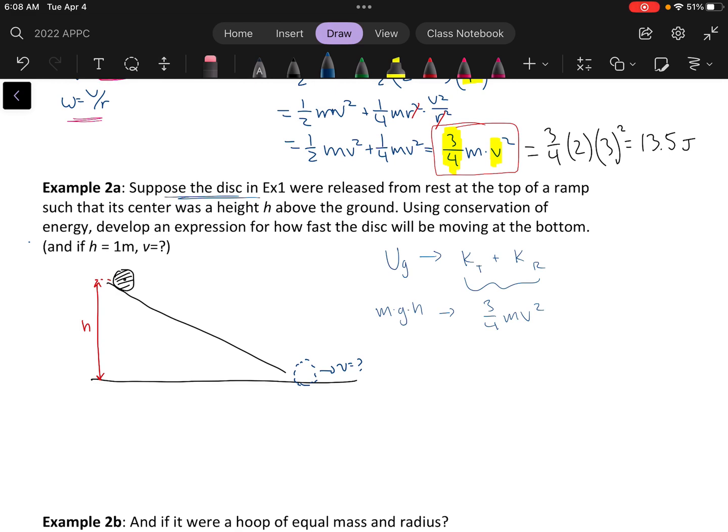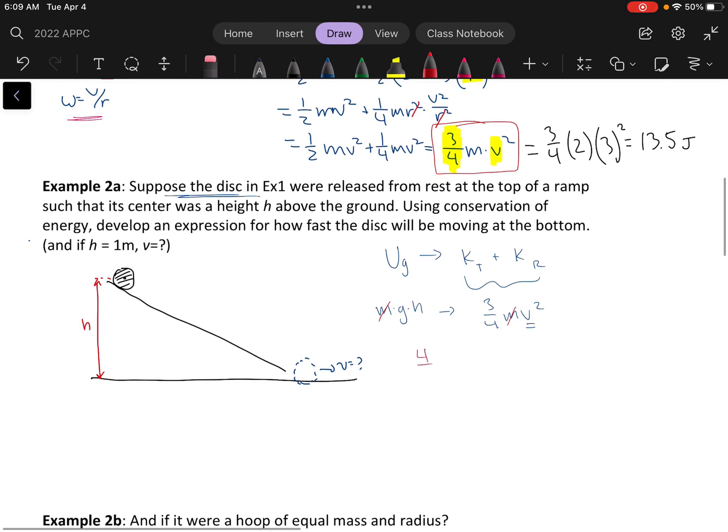Now if we wanted to solve this, we just got to rearrange some things. We want to get it in terms of v, so the m's cancel out. It's always nice. We could move the 3/4 over to the other side. We'd have 4/3 gh equals v squared, and we don't need the squared anymore. V is going to be equal to the square root of 4/3 gh.